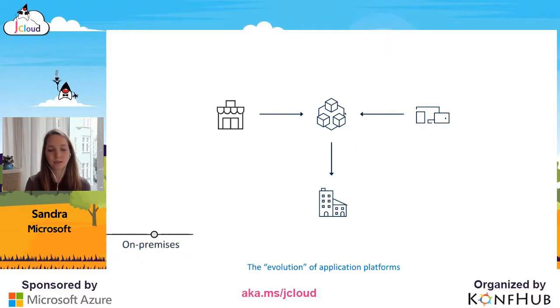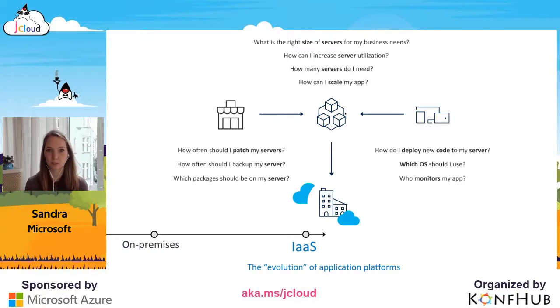Then we went a bit better and used things like infrastructure as a service. There we still had almost the same questions, but they were a bit more bundled. I had a department or another company who took care of how often I should patch my servers, and whether the electricity is there, and all the other questions as well. How many servers do I need? And obviously, there are still the questions about my deployment. How do I deploy new code to my servers, which OS should I use, and who is monitoring my apps?